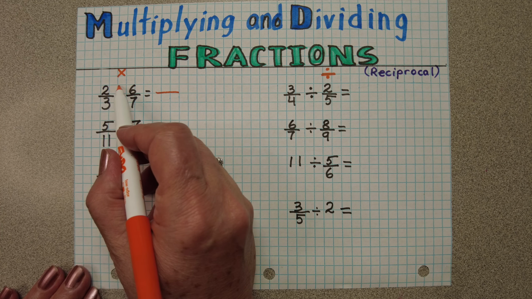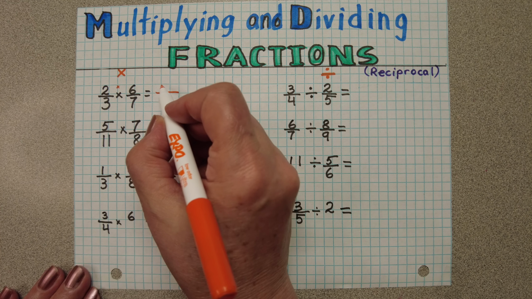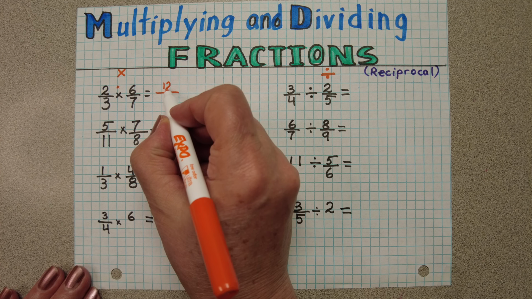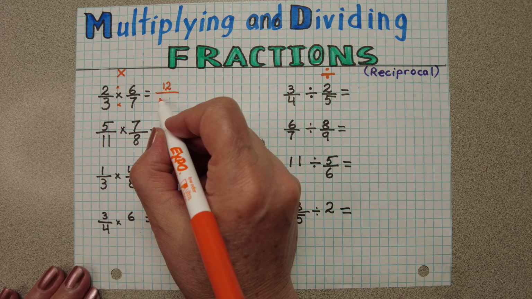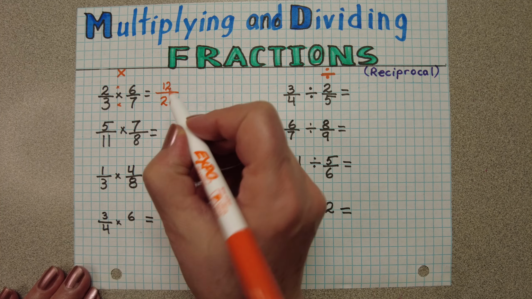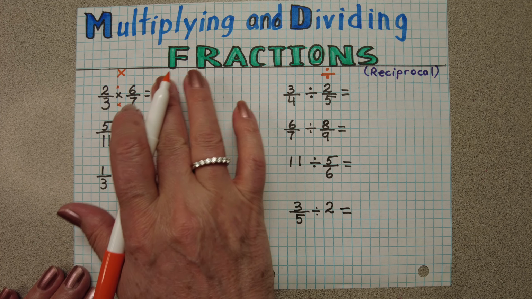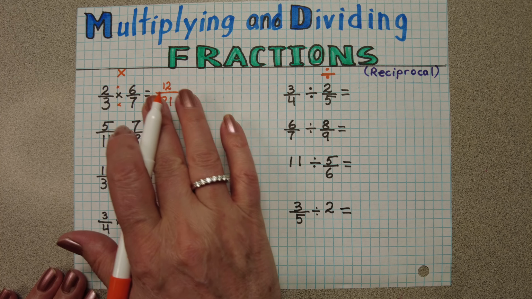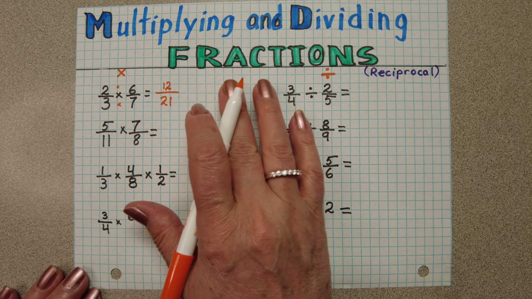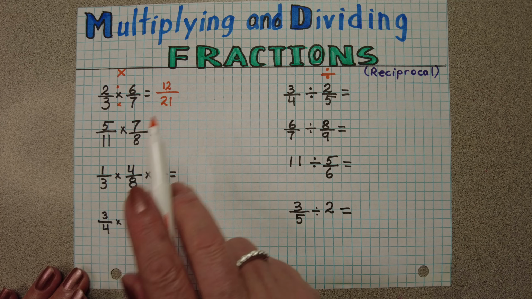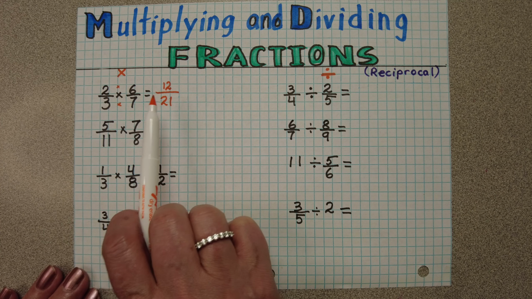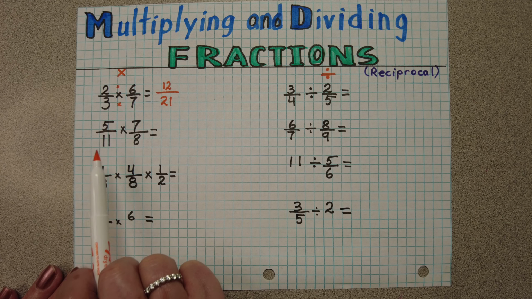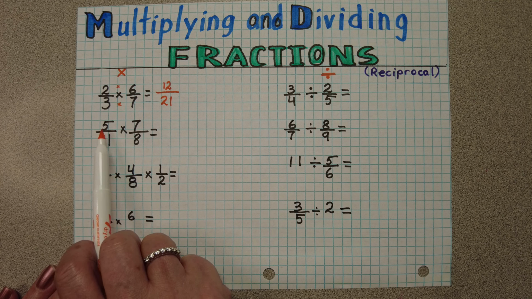Very easy. Multiply 2 times 6 is 12. 3 times 7 is 21. That's it. If you have bigger numbers, you can simplify. It doesn't matter. We'll talk about how to simplify, but this is just the way to know how to multiply fractions. Let's go to the next one.